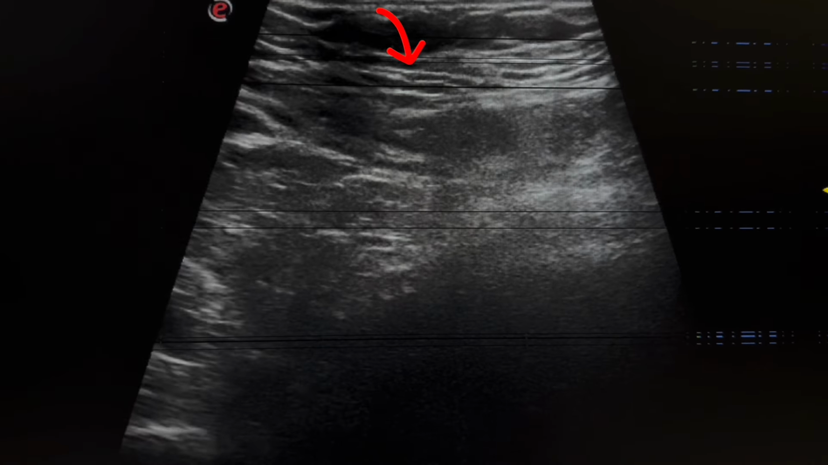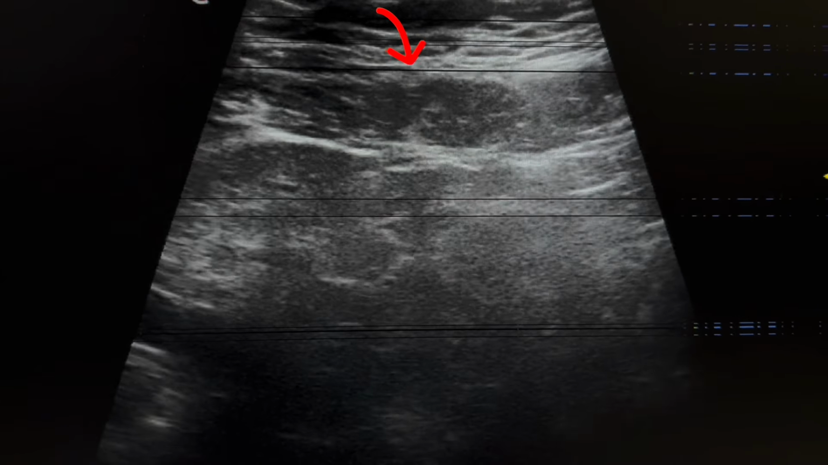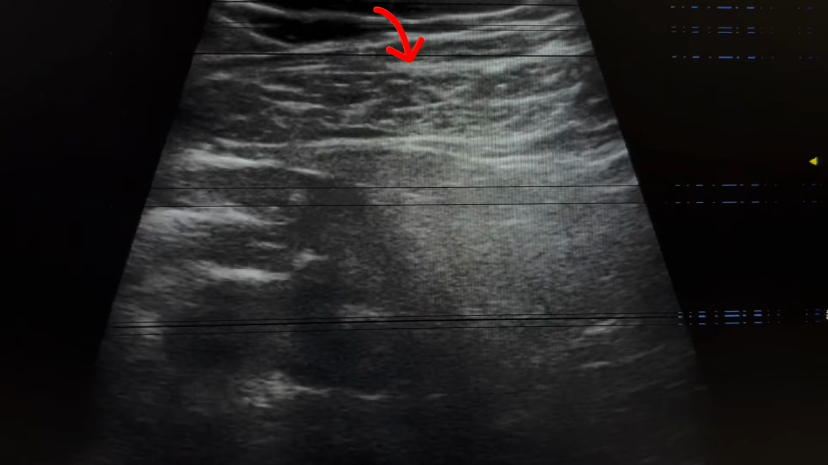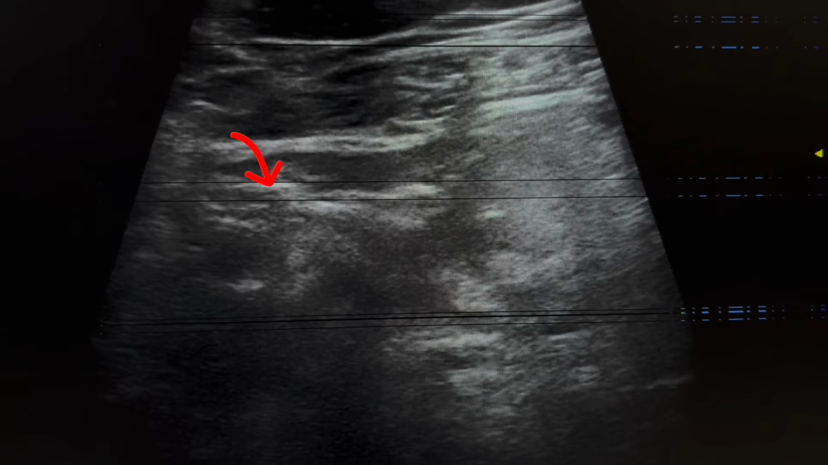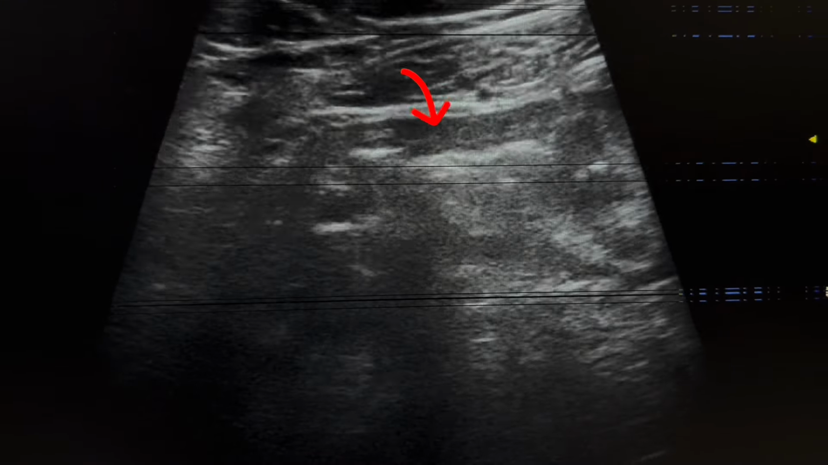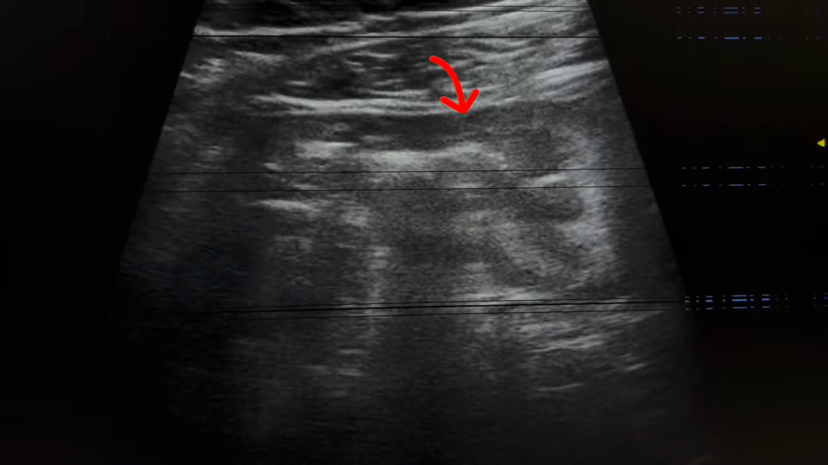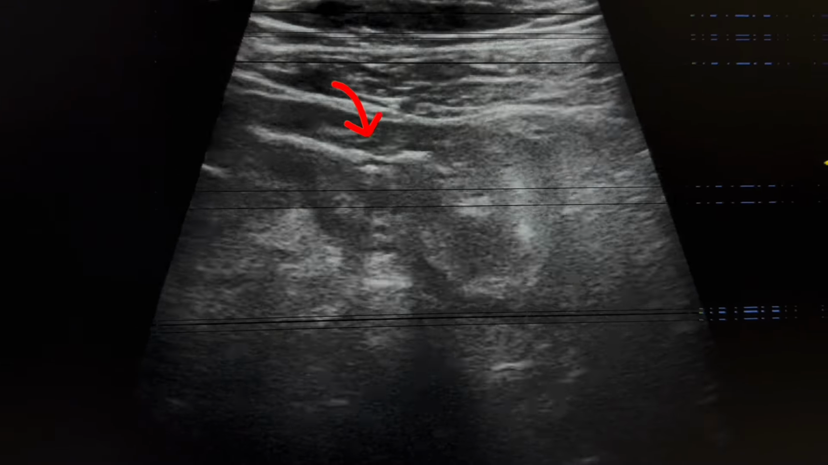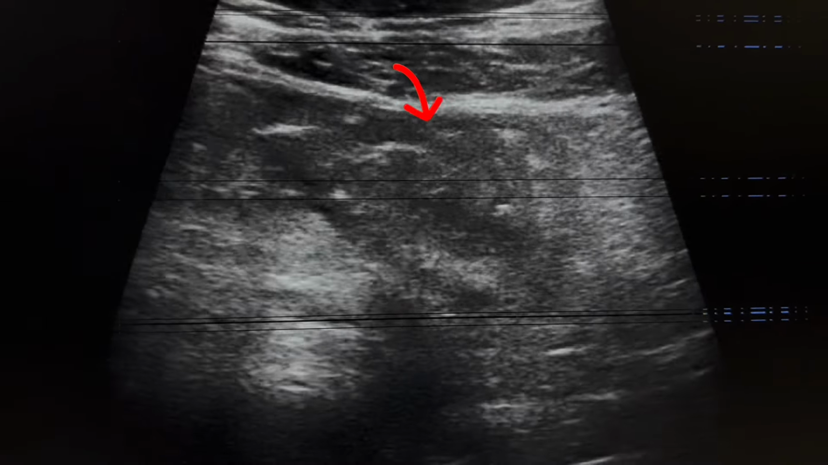Now we're scanning the right lower abdomen to rule out the cause of pain. Here we see the gut in which food particles are moving. The walls of the intestines are inflamed. The hypoechoic layer is the muscular layer and the echogenic layer is the submucosal layer. These layers are prominent, inflamed and thickened.